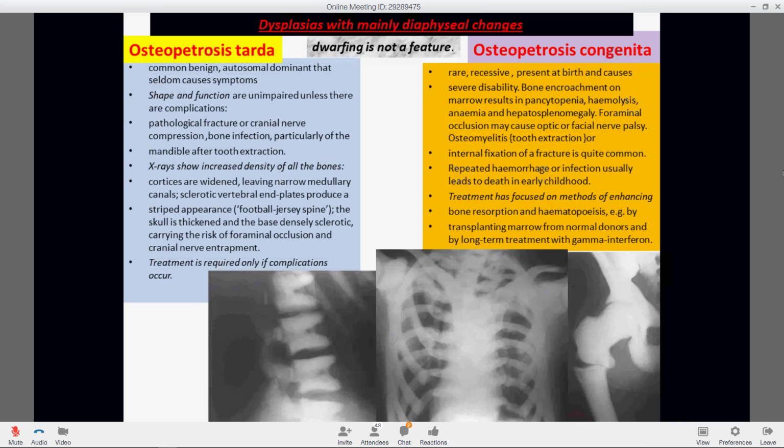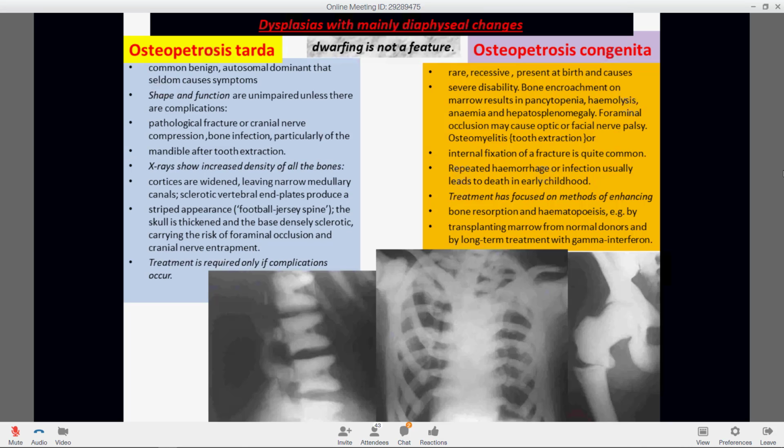X-ray shows increase in the bone density, as you can see here, and the cortices are very thick, the medullary cavity is narrow, and sclerotic vertebrae will produce a characteristic striped appearance. We call it football jersey spine. The skull is thickened and the base is sclerotic, which may carry the risk of pulmonary occlusion and cranial nerve entrapment. Treatment is required only if complications occur.